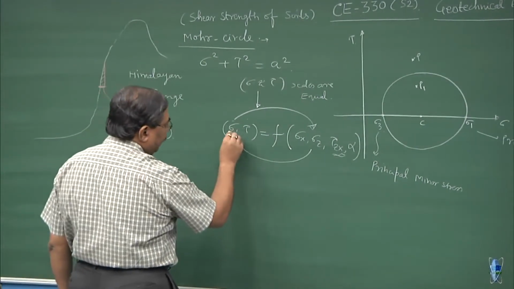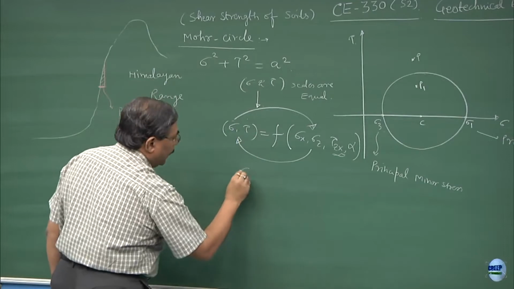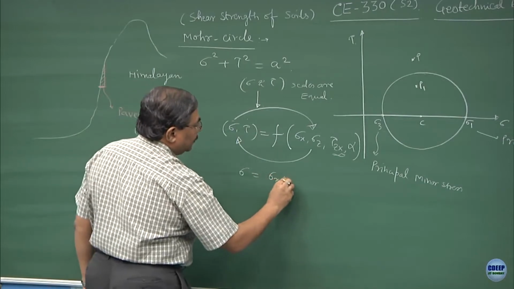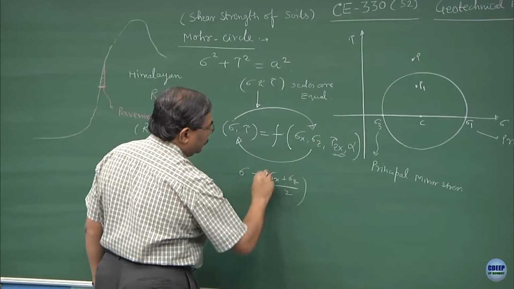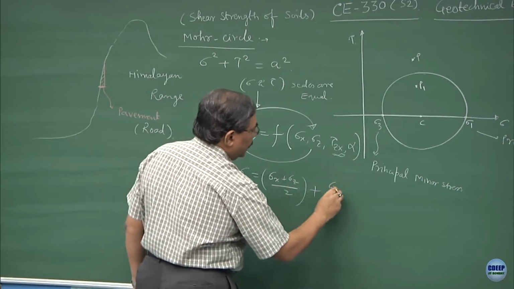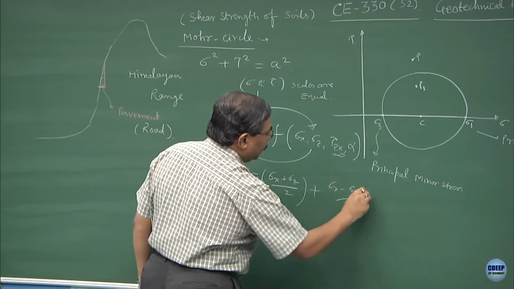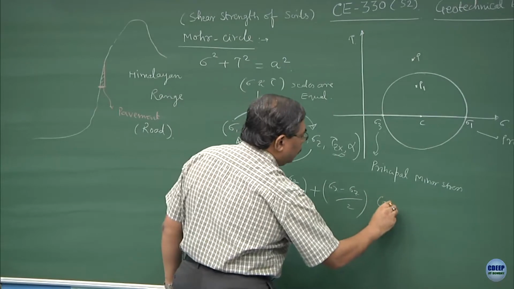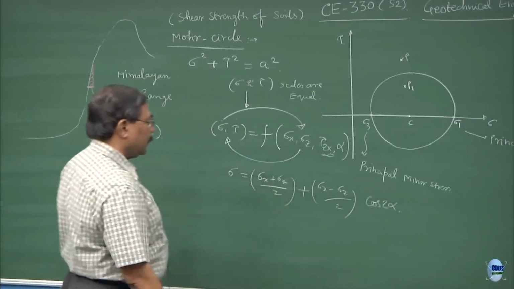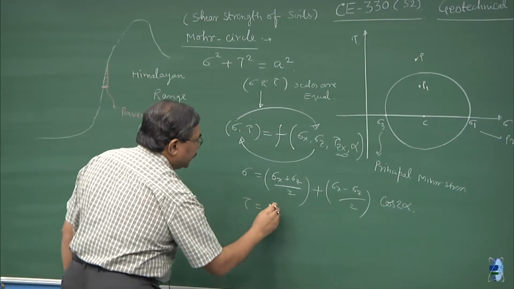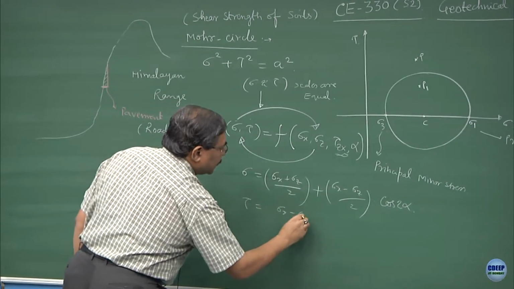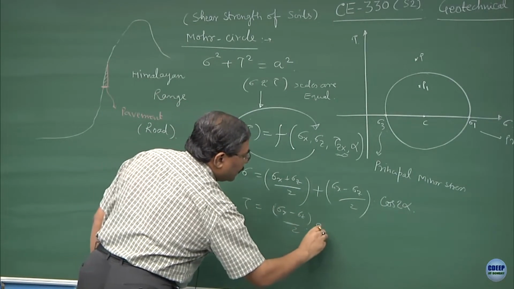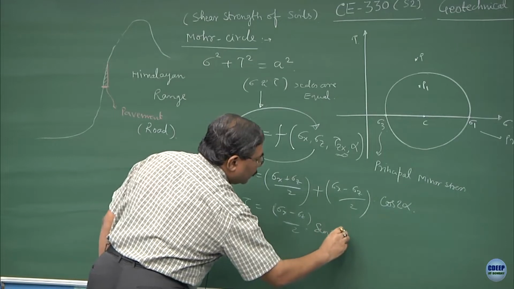where we had defined sigma and tau: sigma equals sigma x plus sigma z by 2 plus sigma x minus sigma z by 2 into cos of 2 alpha, and shear stress is sigma x minus sigma z by 2 sin of 2 alpha.